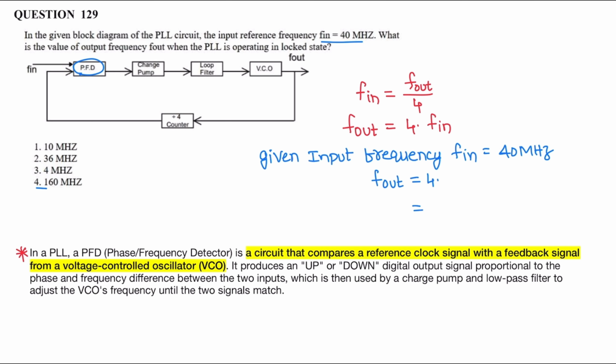Here, the input frequency equals the output frequency divided by 4. So the output frequency is 4 times the input frequency. Given the input frequency is 40 MHz, the output frequency is 4 into 40 MHz. Output frequency is 160 MHz. Correct answer is option 4.